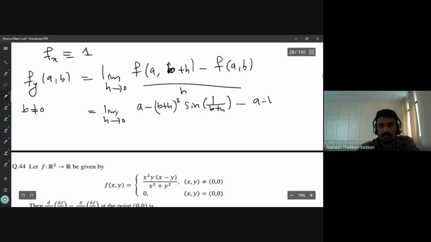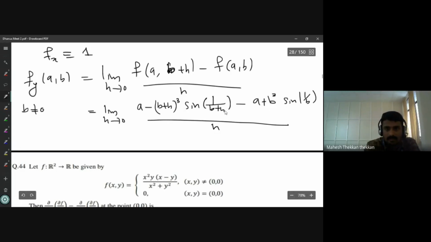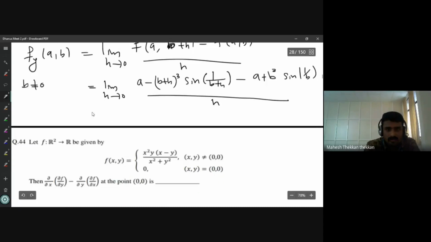We will get plus b cube sine 1 by b divided by h. So you can see that this a is getting cancelled. Then the only thing you need to look at is whether this limit exists or not. You can do it by not going for that. You can look at this. This will be nothing but b cube sine 1 by b.